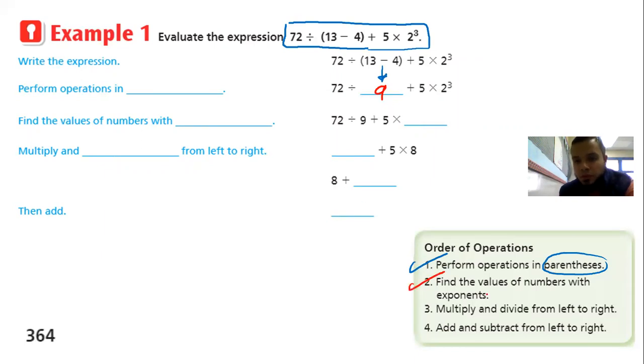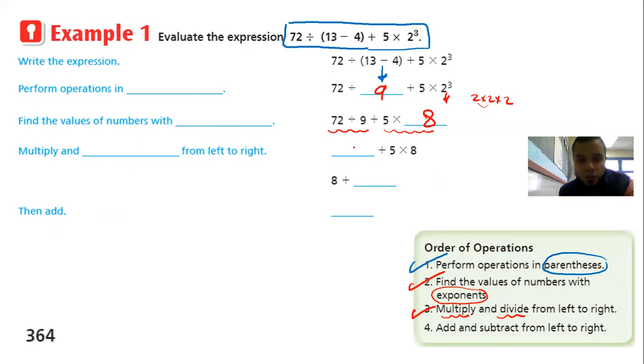Number 2, do you have exponents? Yes, I have an exponent here. So the third to the power of 2 means 2 multiply 2 multiply 2. 2 multiply 2 equals 4, and 4 multiply 2 equals 8. So the answer of this part equals 8. Number 3, do you have multiplication or division? Yes, we have multiplication and we have division here.